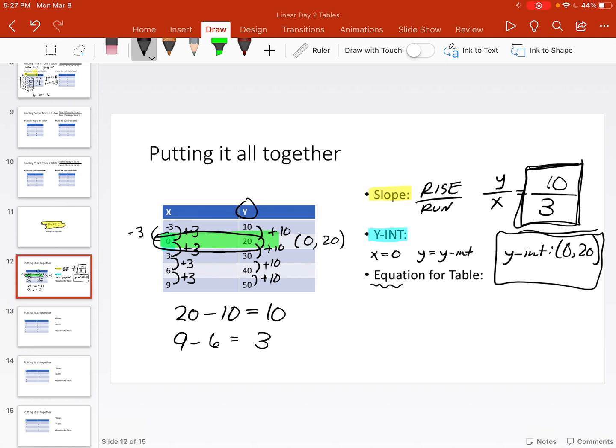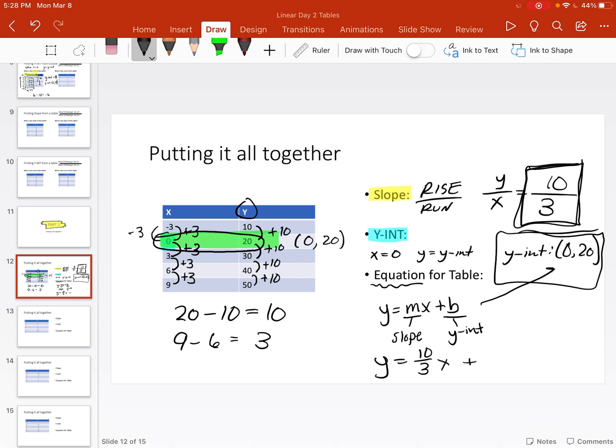Now I want our equation. So what we've been working with the whole time, remember, y equals mx plus b. m is our slope, b is our y-intercept, and we're just going to plug in what we found. So we're going to have y equals, we need our slope, which we found was 10 over 3. Remember, slope always has x with it, so I'm going to put my x, plus, now I need my y-intercept.